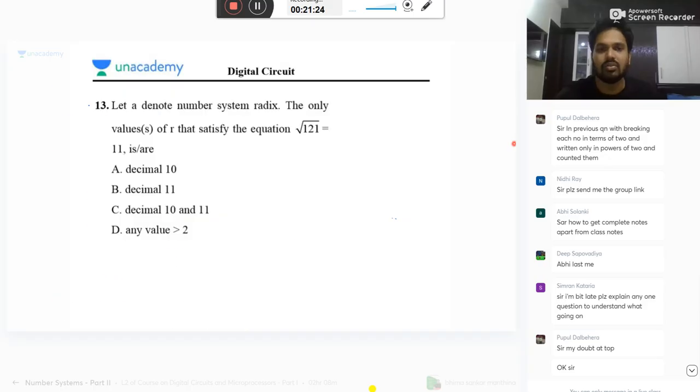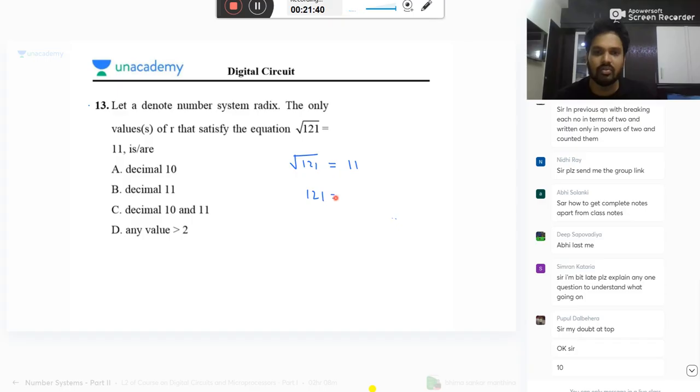That's all. So here, please see, the question is root 121 is equal to 11. Then what is the base? Root 121 is equal to 11 in which base? So you know, square both sides. 121 will be equal to 11 square. This is your base.